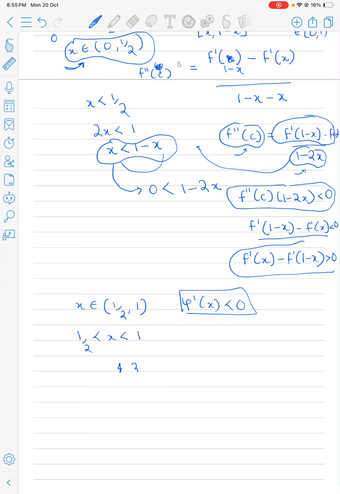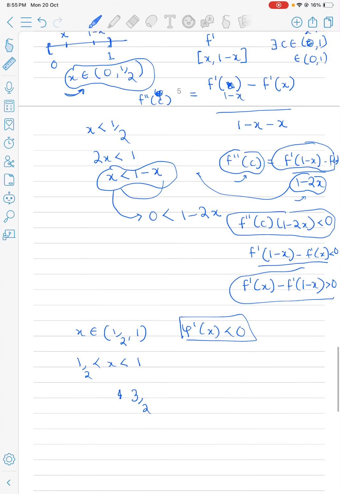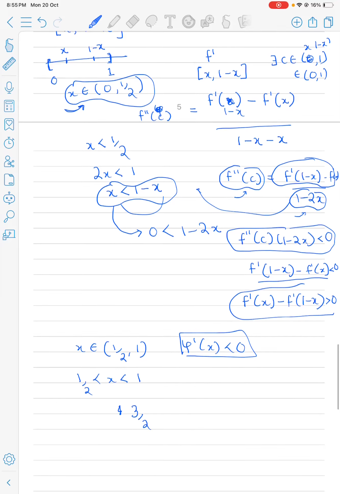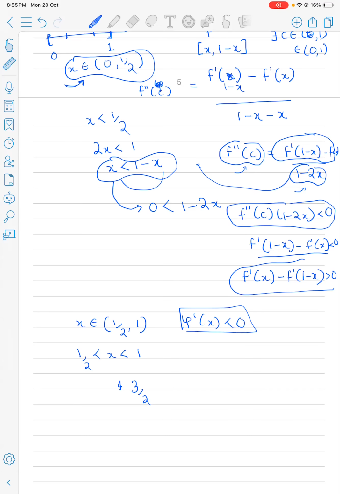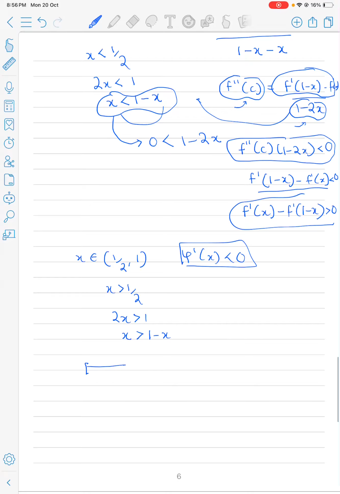Okay. x is greater than half. So 2x is greater than 1. So x is greater than 1 minus x. So this time from 0 to 1, we'll see that x is here and 1 minus x is here. This one is greater this time.